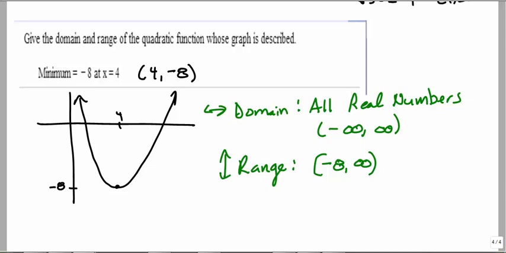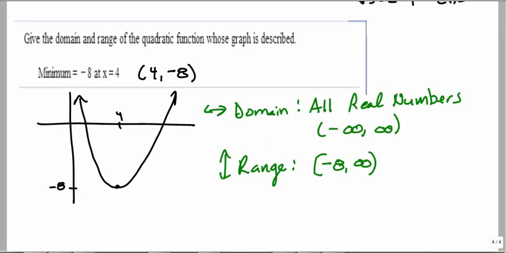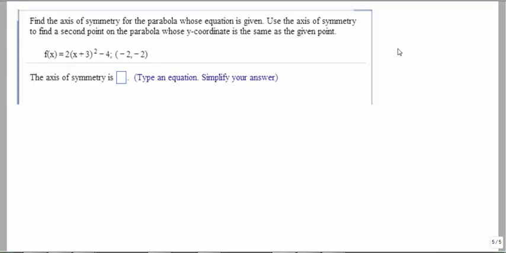Okay, one last question that usually causes quite a few points of confusion for students. I want to make sure that we go over it, so if you run across it in your homework, it will be easier for you. Okay, so let's go ahead and look here. It says, find the axis of symmetry for the parabola whose equation is given. Use the axis of symmetry to find a second point on the parabola whose y-coordinate is the same as the given point. So the directions are almost confusing. What this is saying is graph this and find this ordered pair, and then find the ordered pair that's symmetric to it.